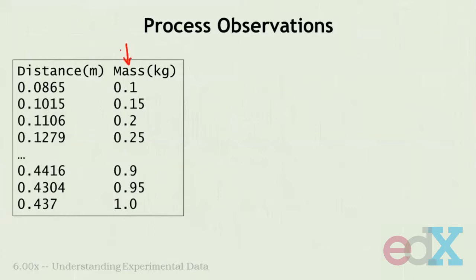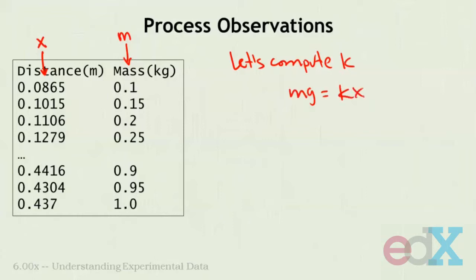We went off and performed that experiment. We took many different weights and hung them on the end of the spring, and here's a listing of all the different masses that we used, from 0.1 kilograms up to 1 kilogram, and we measured the extension in meters that each weight produced. So let's figure out, can we compute k from this? Well, if Hooke's law is true, then we know that mg equals kx. We decided that on the previous page. That implies we should be able to compute k by taking the force that was applied by the weight and dividing it by the extension.